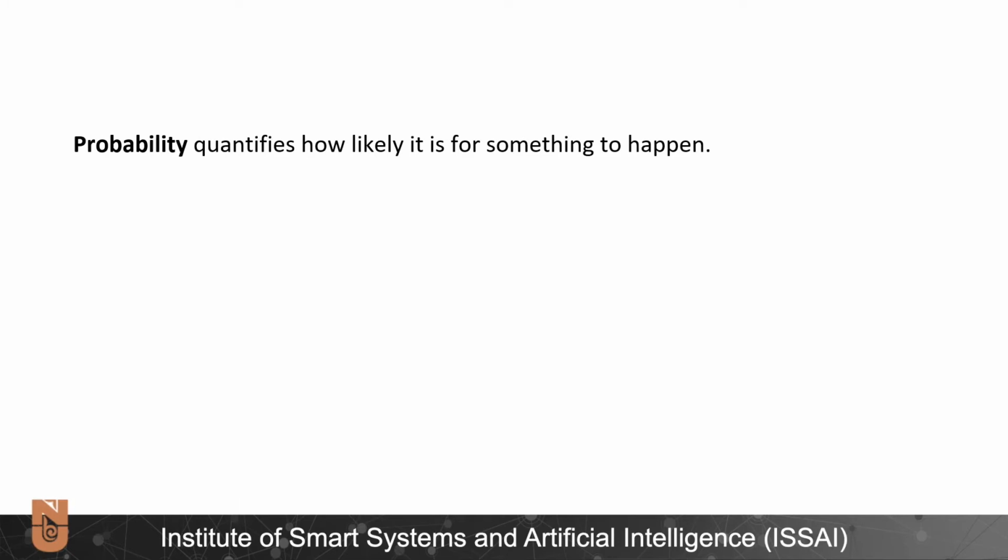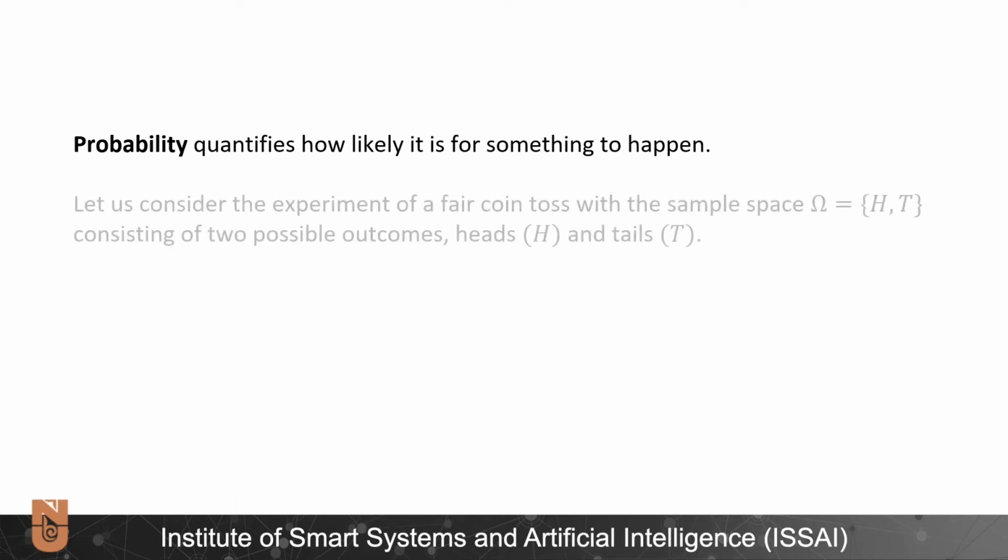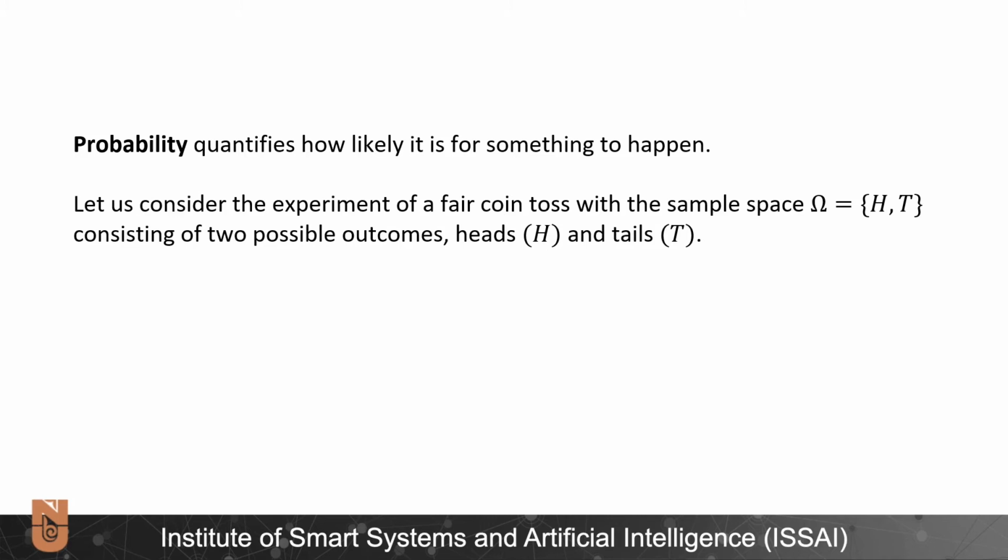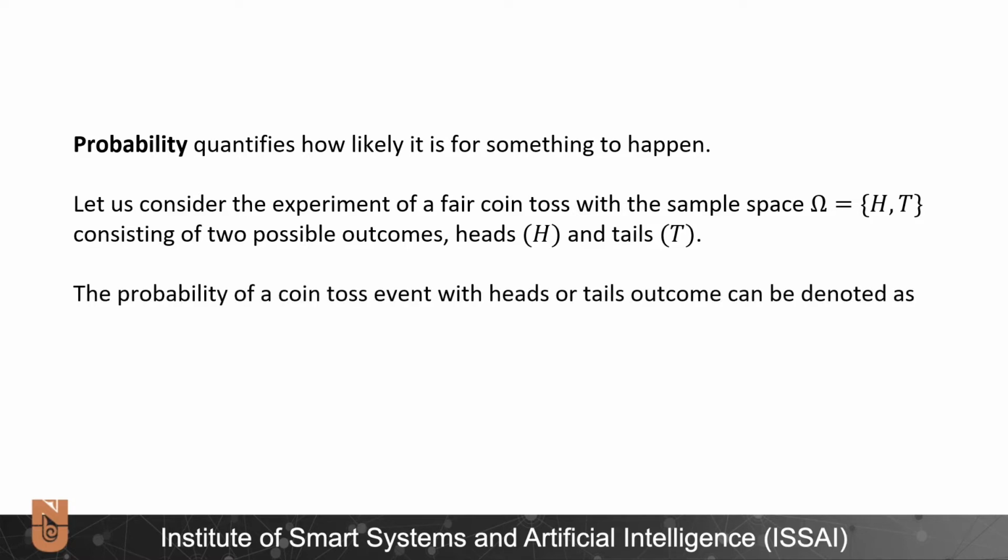Probability quantifies how likely it is for something to happen. Let us consider the experiment of a fair coin toss with a sample space consisting of two possible outcomes, heads and tails. The probability of a coin toss event with heads or tails outcome can be denoted as probability of heads equals probability of tails, which is equal to 0.5.